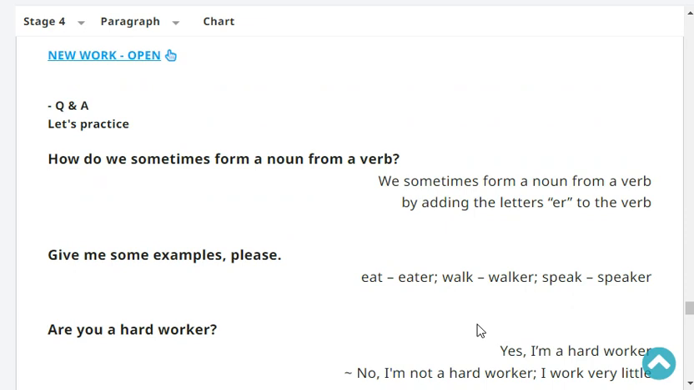We sometimes form a noun from a verb by adding the letters er to the verb. Give me some examples, please. Eat, eater. Walk, walker. Speak, speaker.